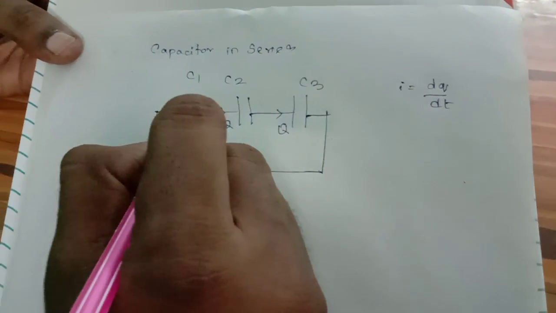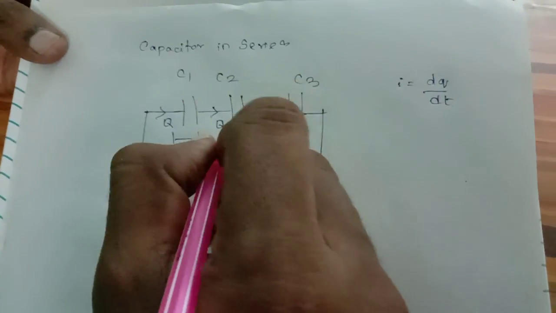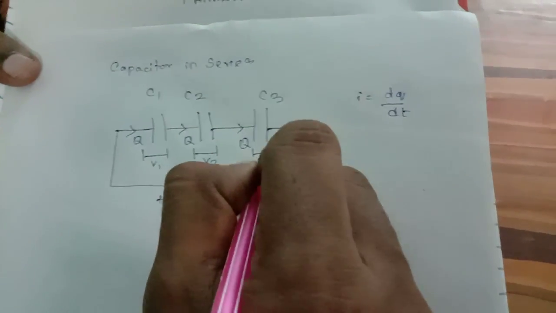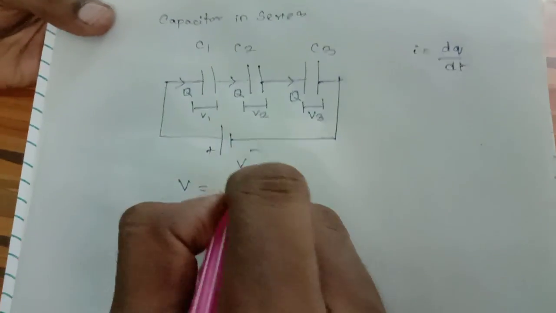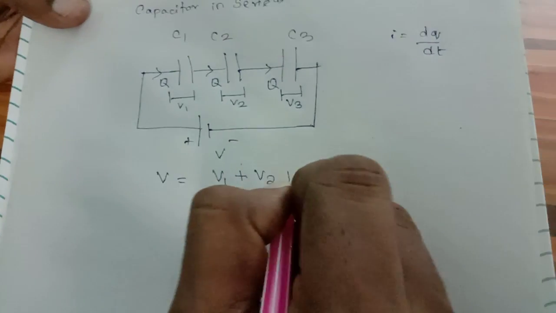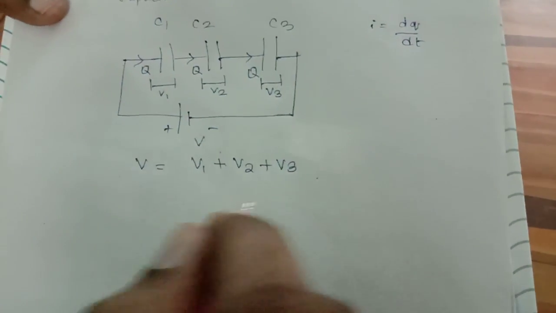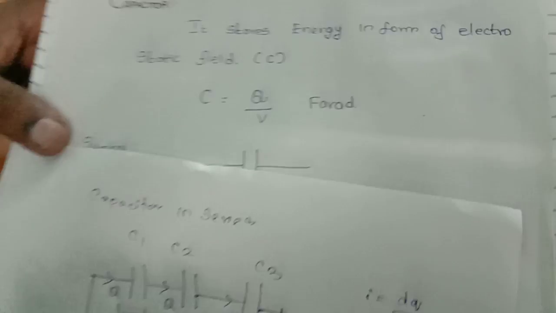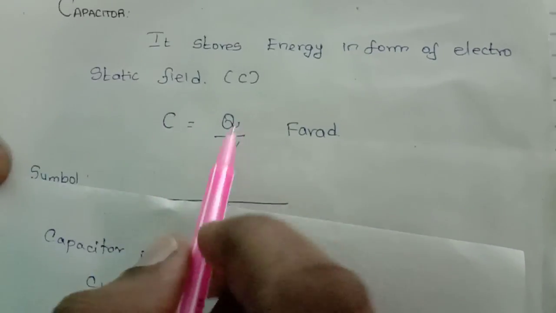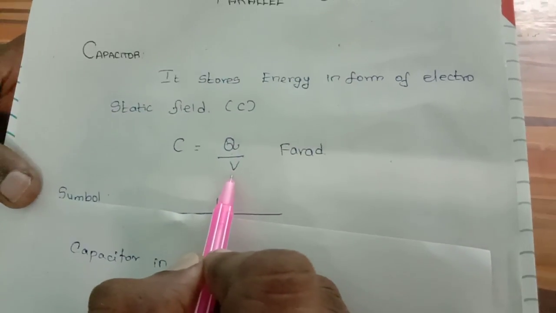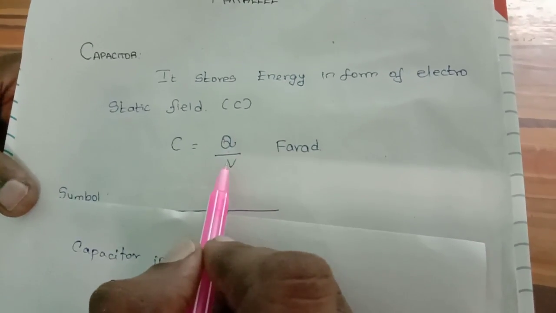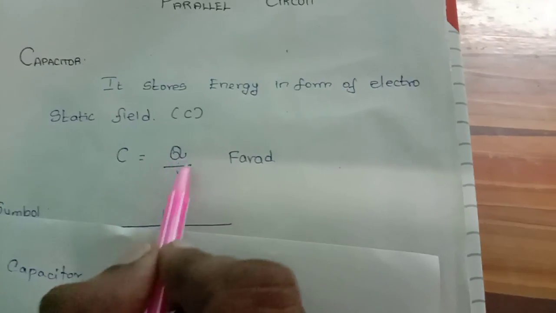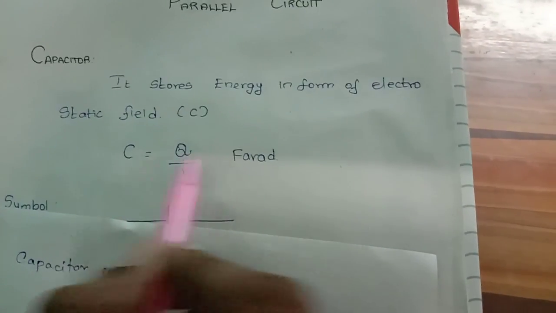The voltage across the capacitor C1 is V1, across C2 it is V2, and across C3 it is V3. So I can say my voltage is getting divided: V equals V1 plus V2 plus V3. As I said in the previous definition, capacitance is charge with respect to volt. For a potential of 1 volt to be created, how much charge is stored in the capacitor? That is the basic formula.